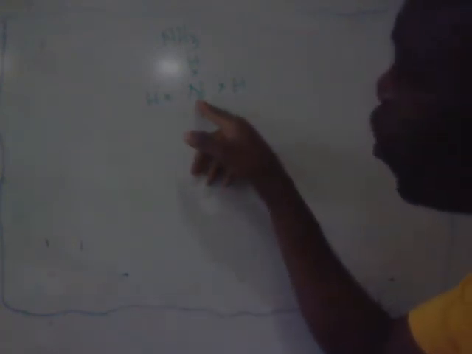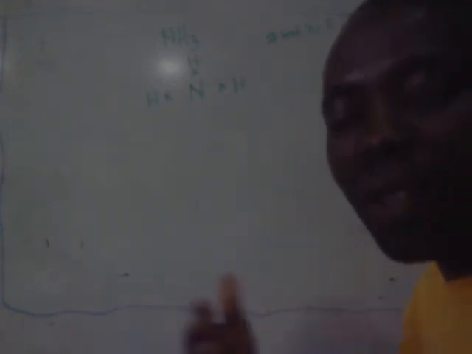Let me use cross for bonding. Now, the atomic number of nitrogen is 7. Are we together? So when you break it down, it becomes 2, 5. That is the first shell takes a maximum of 2 electrons. Then the remaining 5 goes to the second shell. Are you there? So now these 5 electrons, that means the valence electrons of nitrogen is 5, which means that nitrogen has 5 electrons at the outermost shell.